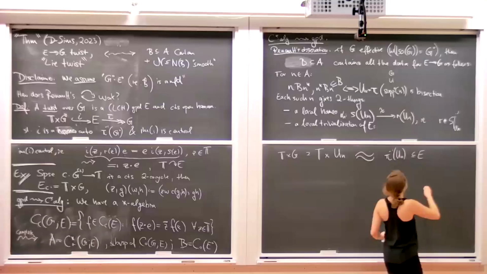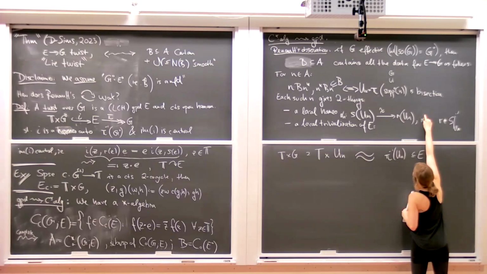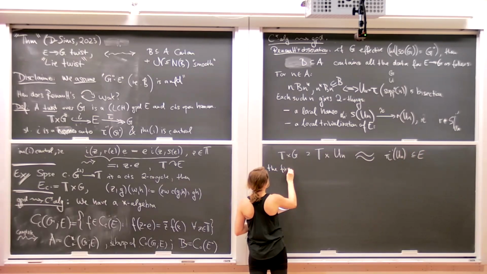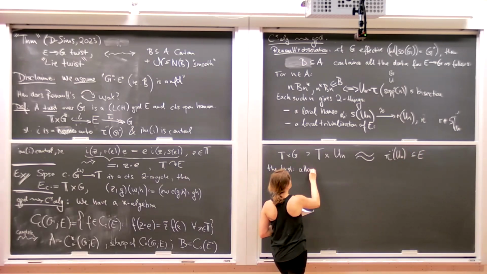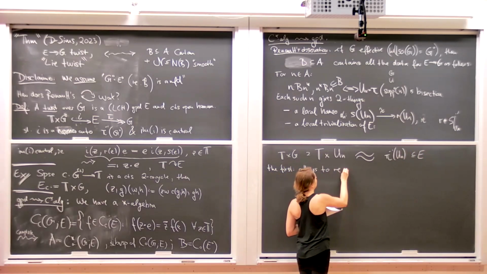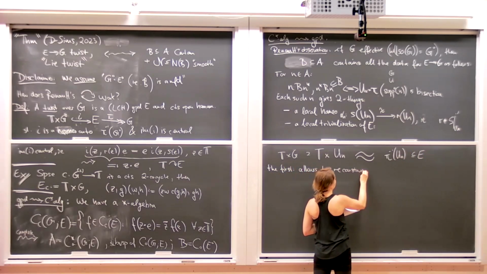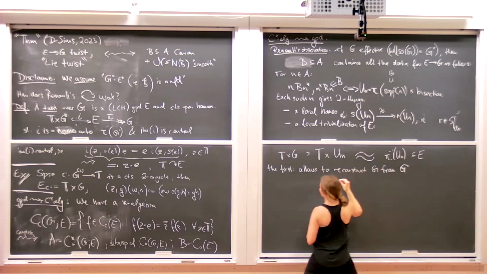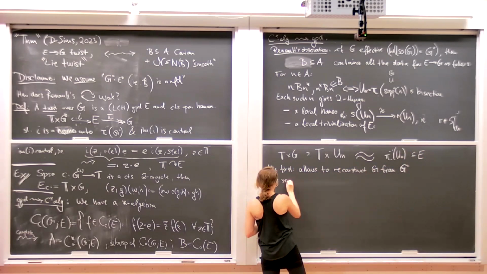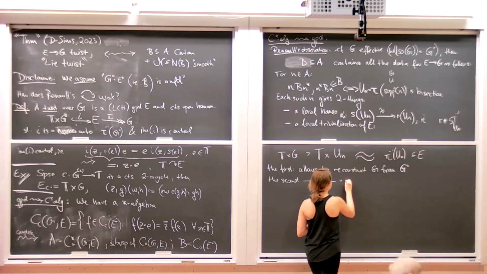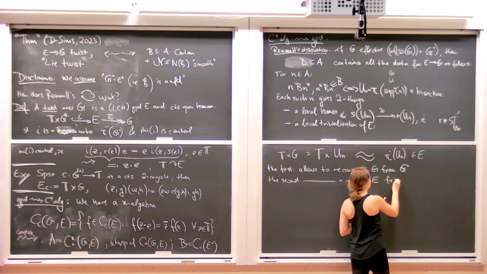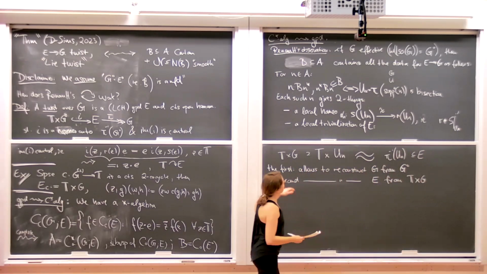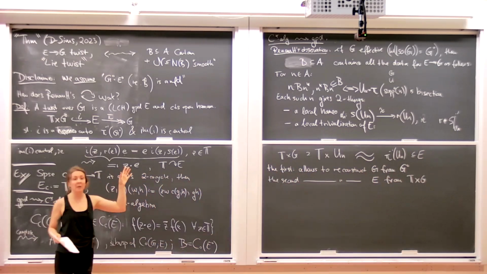And what happens is that these maps here, so the first, allows you to reconstruct G from its unit space. And the second allows you to reconstruct E from the circle times G. Right? So this is just the idea behind it.